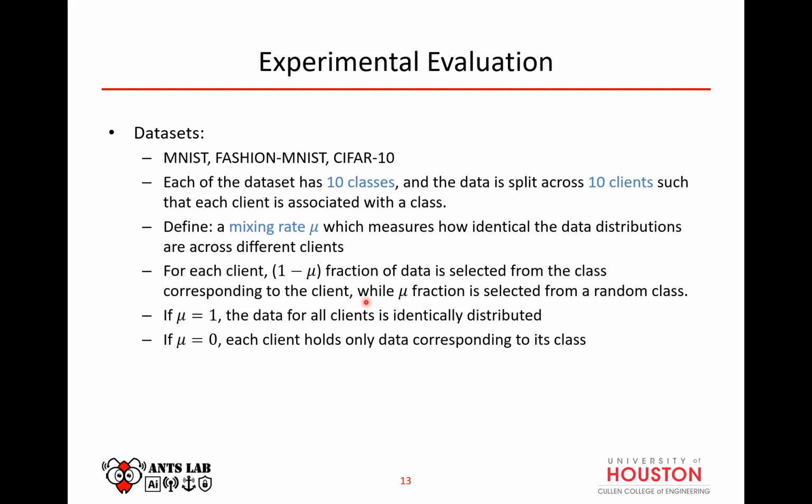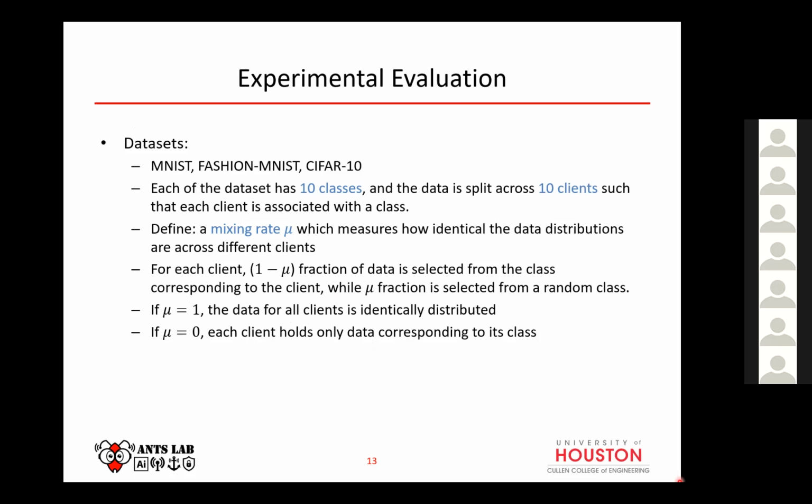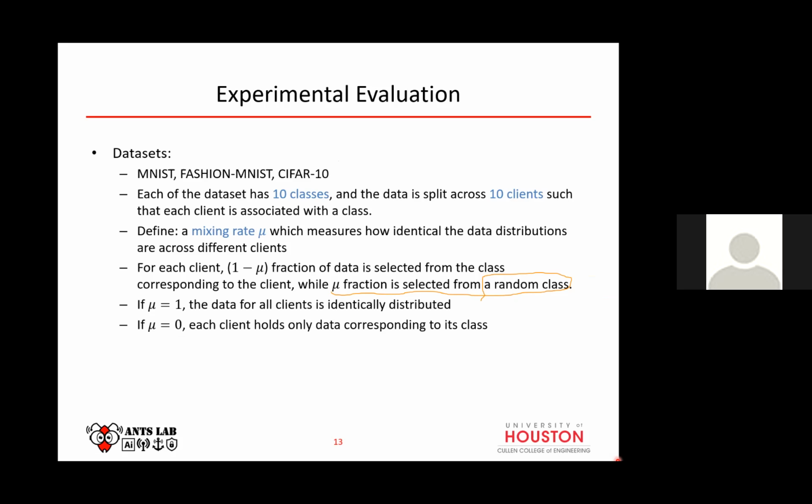I'm not sure what your question is. Are you asking about the IID case or the non-IID case? I'm asking about the IID case. So in the IID case, mu equals 1, right? Then all the data are selected from the random class. This is basically what I asked just now. And we just explained that it is not like all your data is selected from one random class. It's basically that each sample is assigned a random label. Does that answer your question?